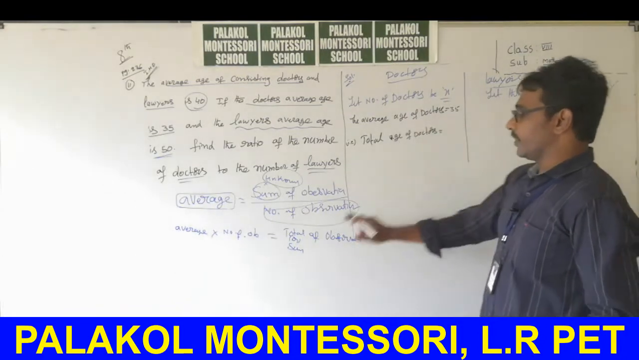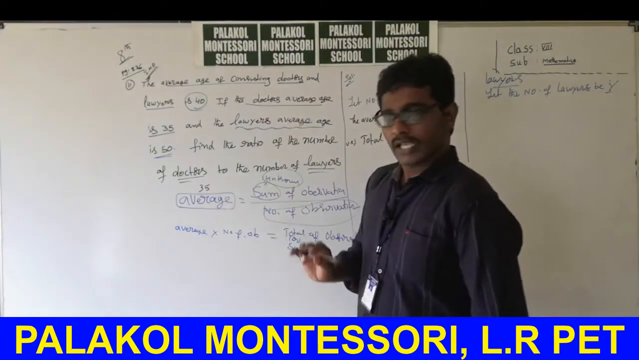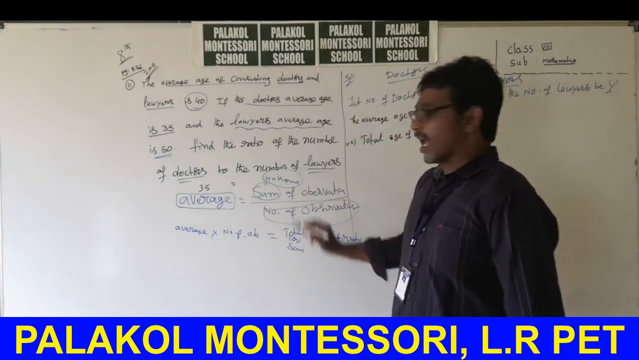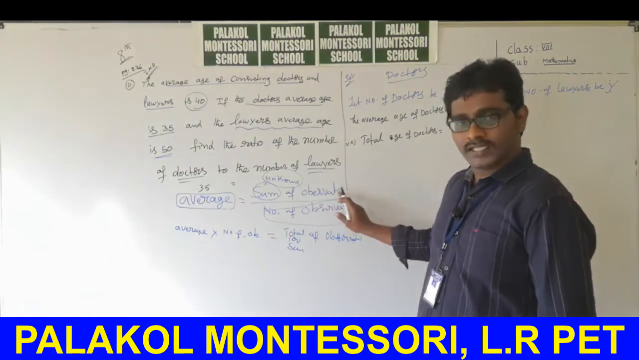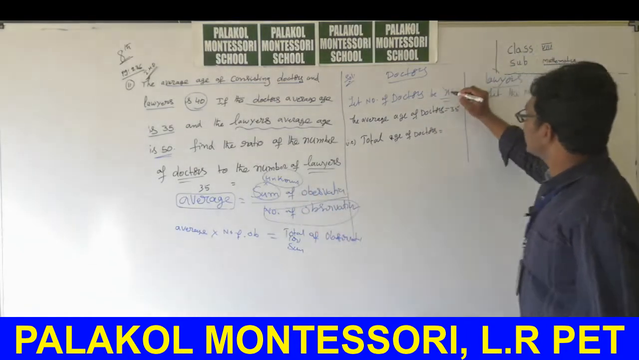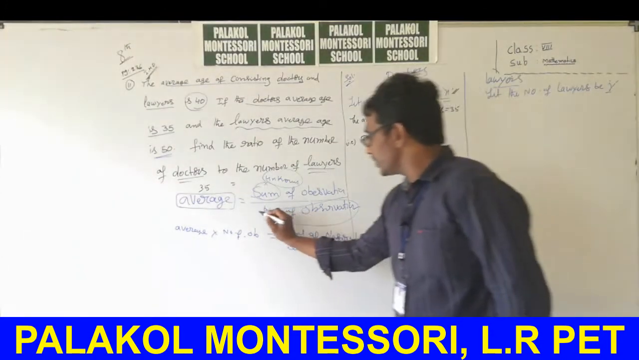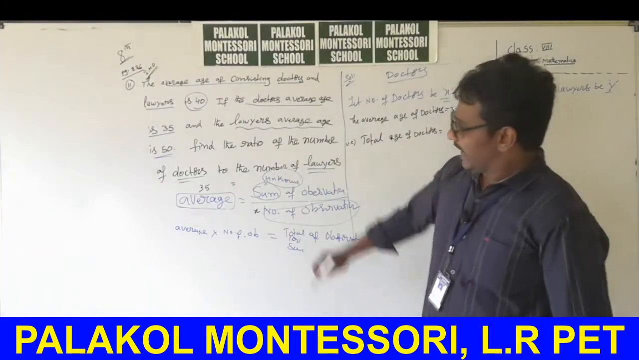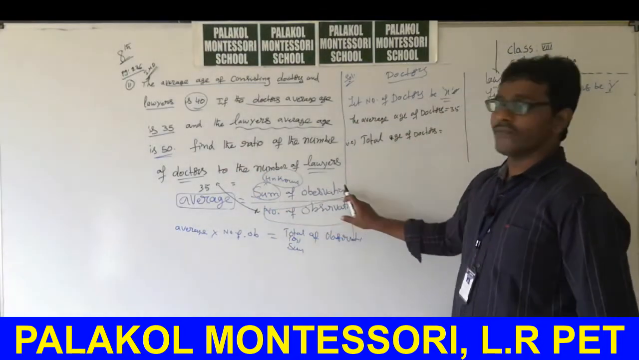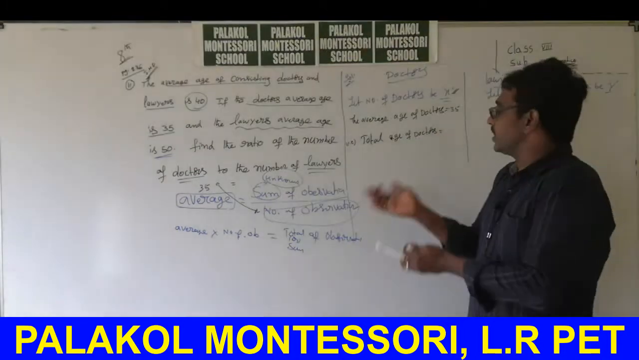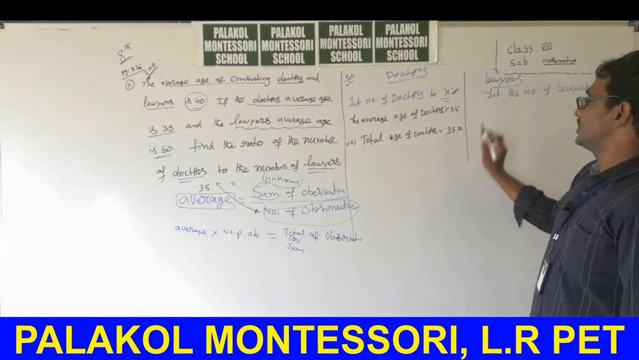Simple logic applies here. Average age is equal to 35, guys, is equal to the unknown value, total age of daughters, by number of daughters. Number of daughters here, take it as X. So in this place you write X, and this side 35 into X. You get the sum of observations. Sum of observations means here total age of daughters. So, 35X. Is it clear?